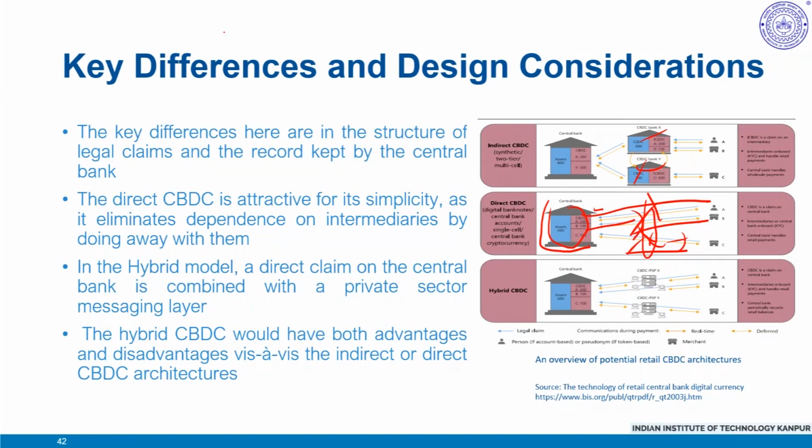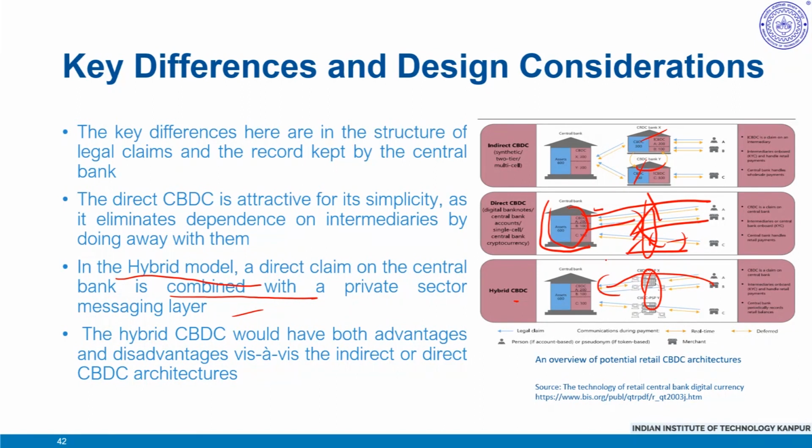In addition to these two pure direct and indirect options, one can also envisage novel future solutions that merge the elements of both the indirect and direct CBDC, which is the hybrid CBDC, bottom panel model here. In the hybrid model, a direct claim on the central bank is combined with a private sector messaging layer. So there is a private sector layer, but the ultimate claim lies with the central bank. Again, variations on this theme might include both token and account based ones.